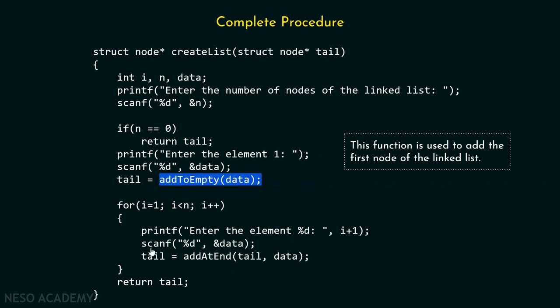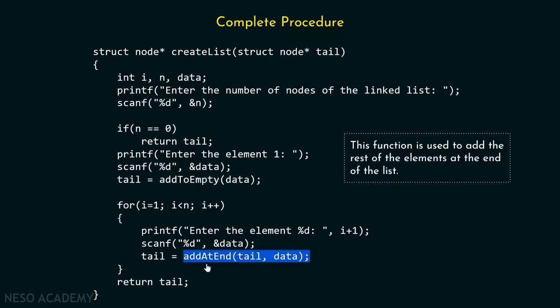After this, you can see I'm calling scanf function to store that element within this data variable. And then finally, I'm calling this add at end function, because I want to add the subsequent nodes at the end of the list. That's why I'm calling add at end function. There must be some add at end function which will add the data at the end of the list. To this add at end function, we have to pass tail as well as data. This function is used to add the rest of the elements at the end of the list. And this is how this whole procedure works. In the similar way, when i becomes 2, then actually I'm asking the user to enter the element 3 and so on. Finally, we'll return tail back to the main function.